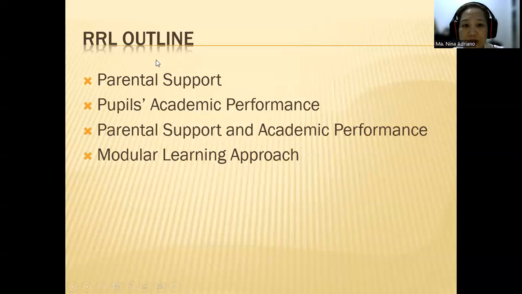Now, in this first variable, what should I see when I read your RRL? You have to look for studies related to your topic, studies that investigated parental support. Okay? And these studies should be discussed under the heading parental support in your RRL. So you gather as many studies as you can, whatever the method or the research design used, as long as it is discussing or using the variable parental support, then include them under this heading.